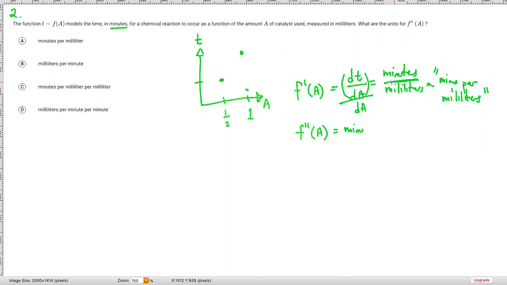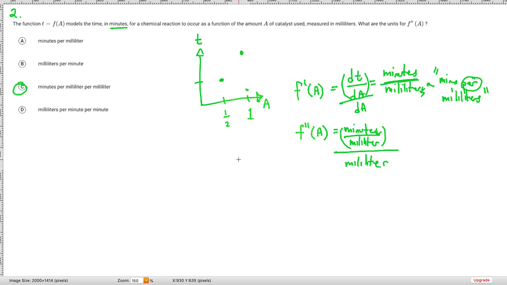So this is minutes per milliliter. You say the slash as a per. So now you could say minutes per milliliter. Okay, so it's minutes per milliliter, and that would be this choice right here.